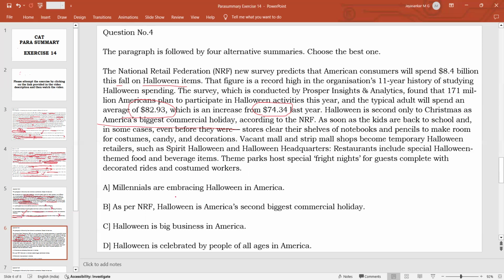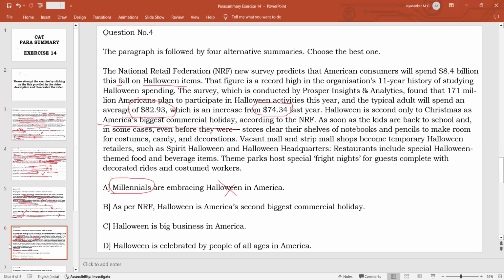So once you understand the passage, the options become very, very simple. The summary is millennials are embracing Halloween in America. Who is a millennial? Any person who has been born after the year 2000 is called a millennial. So the option is saying that millennials are embracing Halloween in America. But we are not just talking about millennials. The passage nowhere mentions that only the youngsters are celebrating Halloween. All the people are celebrating Halloween. So that is why this option is not correct.